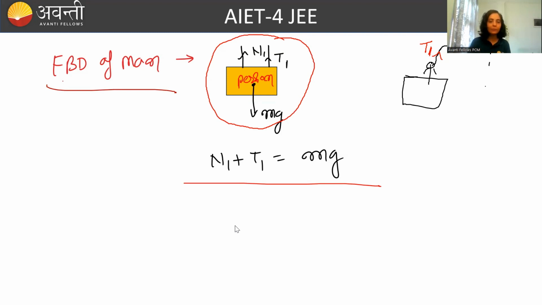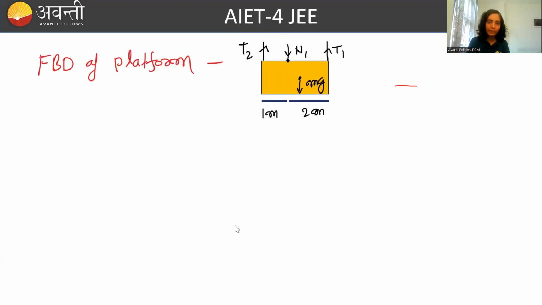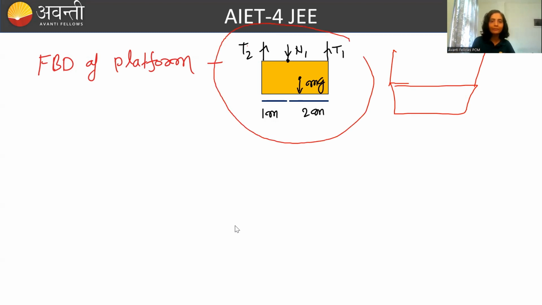Now let's write the FBD of platform. तो अब आप देखो प्लेटफॉर्म क्या था, दो स्ट्रिंग से कनेक्टेड था, एक यहाँ था यहाँ. So T1, T2, normal reaction of the person, N1 downward direction. Also platform has certain mass, so gravitational force in the downward direction. If we are good, now this platform is also in rest, so here net force will be zero and also net torque will be zero.